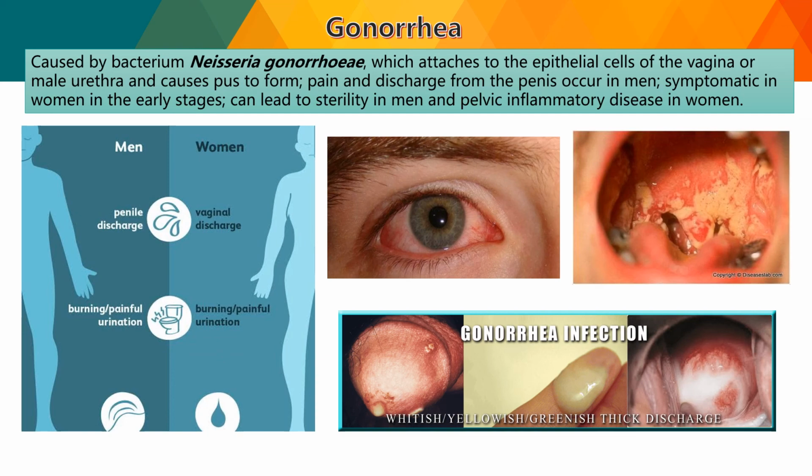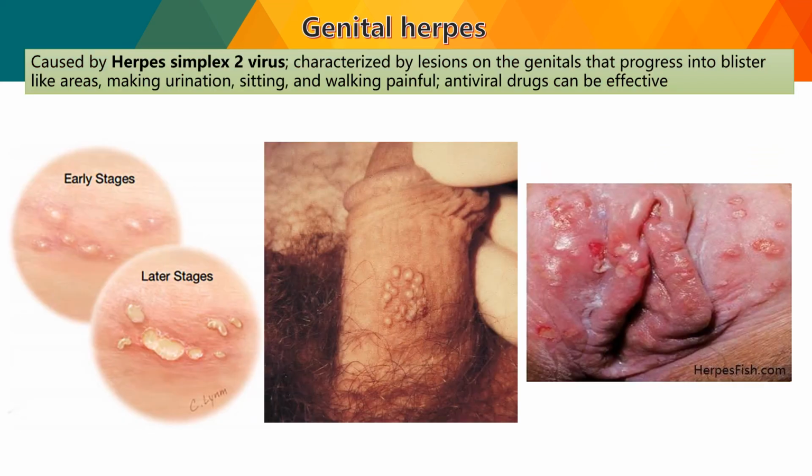Okay? Next is the genital herpes. So this is caused by the herpes simplex 2 virus. It is characterized by lesions on the genitals that progress into blister-like areas, making urination, sitting, and walking painful.